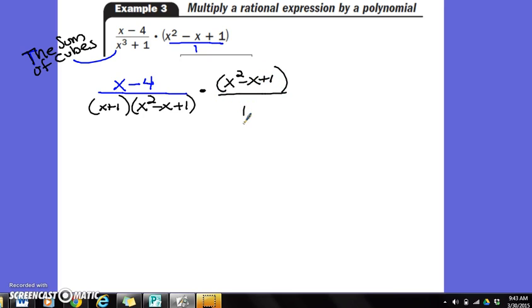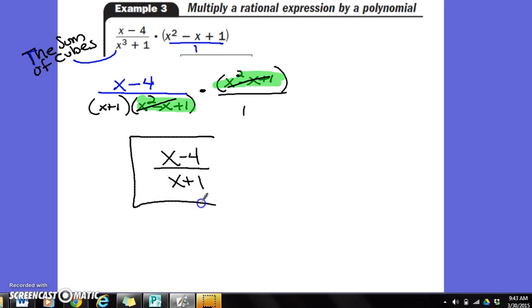Look what it matches. If you see right here that this and this match, one's in the numerator, one's in the denominator, they completely reduce and cancel out. And your answer will be x minus 4. And this 1 times the x plus 1 is still just the x plus 1. But you have to remember how to factor the sum and differences of cubes. It's not going away.